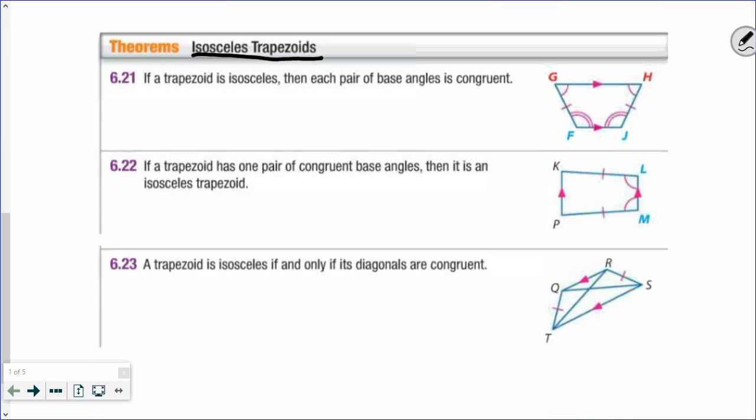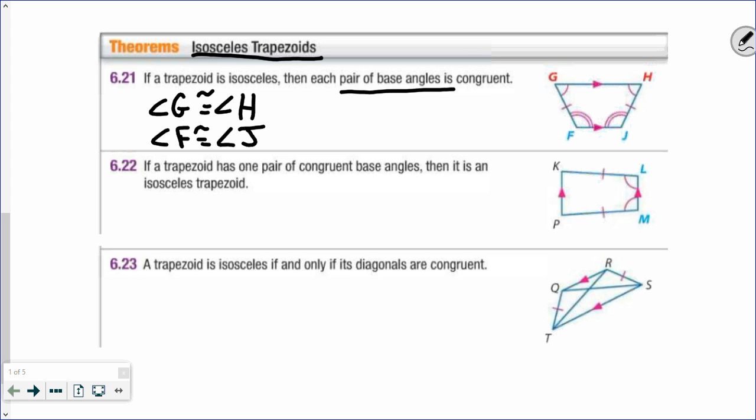All right. 6.21. If a trapezoid is isosceles, then each pair of base angles is congruent. So the base angles come in pairs. So what does that look like in our example here? Well, that means that angle G, as it's marked, would be congruent to angle H. That is one pair of base angles that would be congruent. The other pair of base angles, yes, angle F would be congruent to angle J. All right. So that's theorem 6.21.